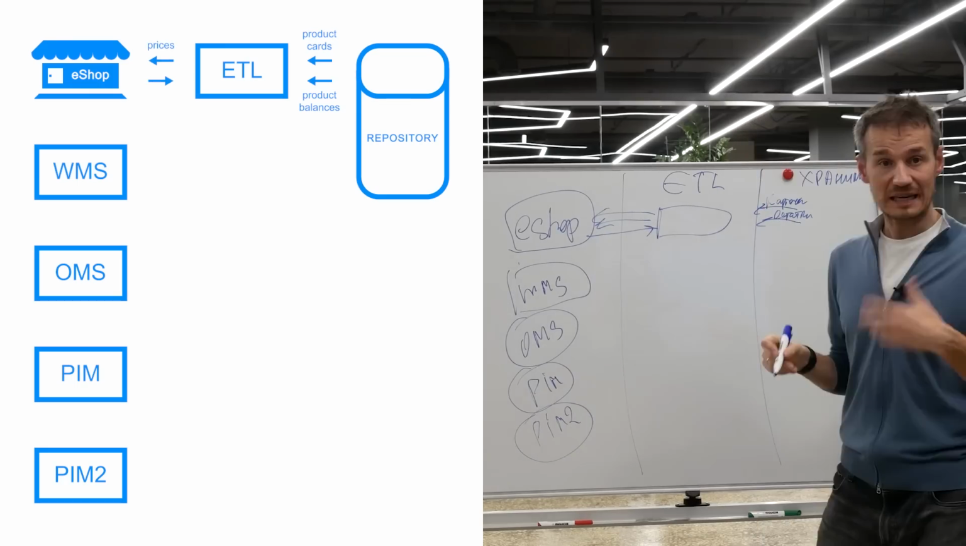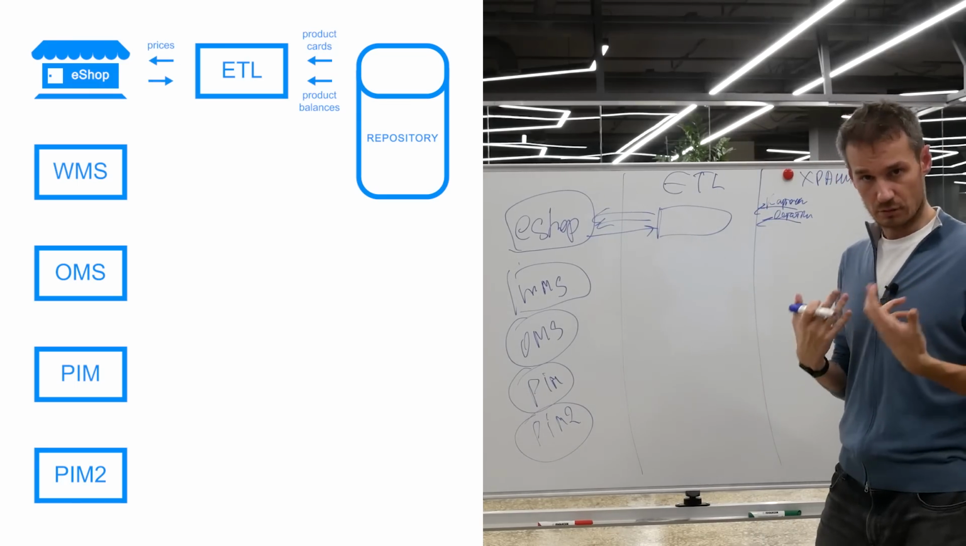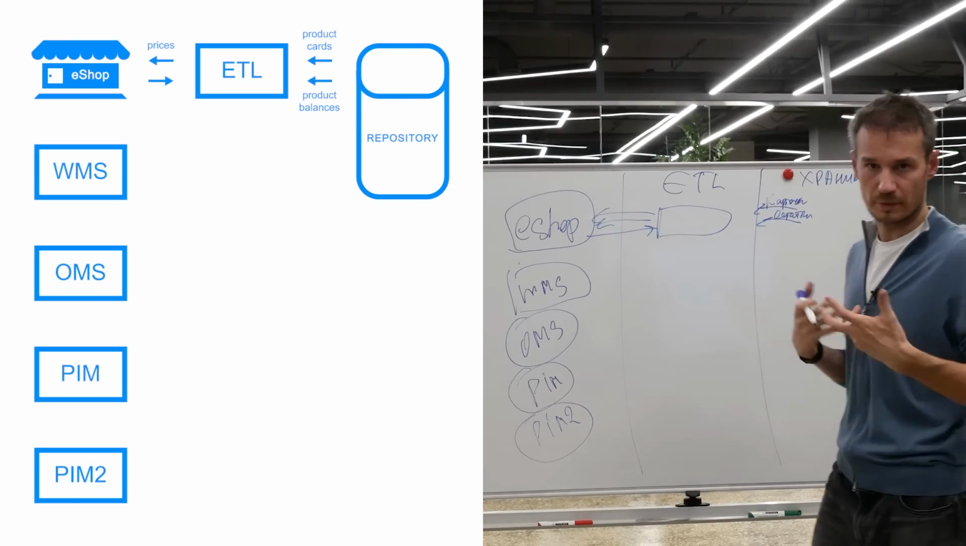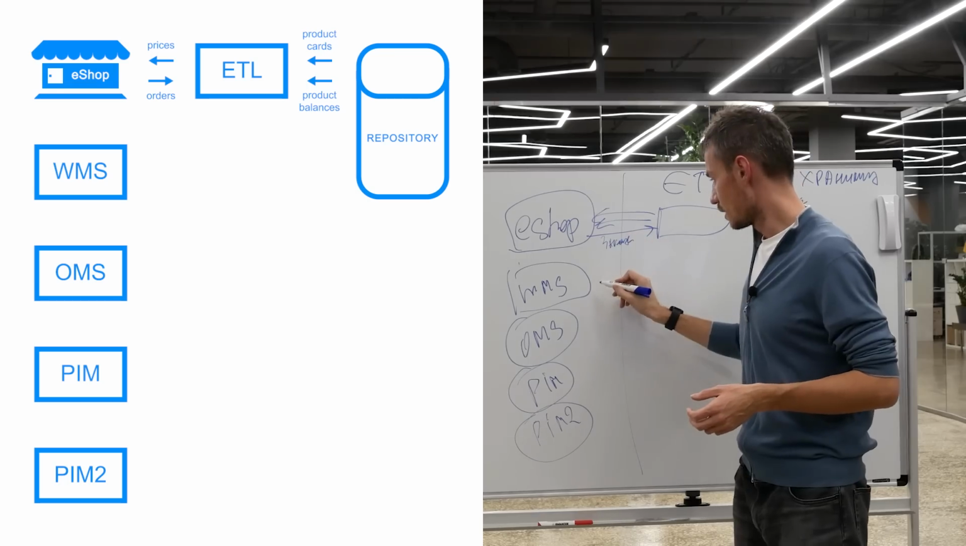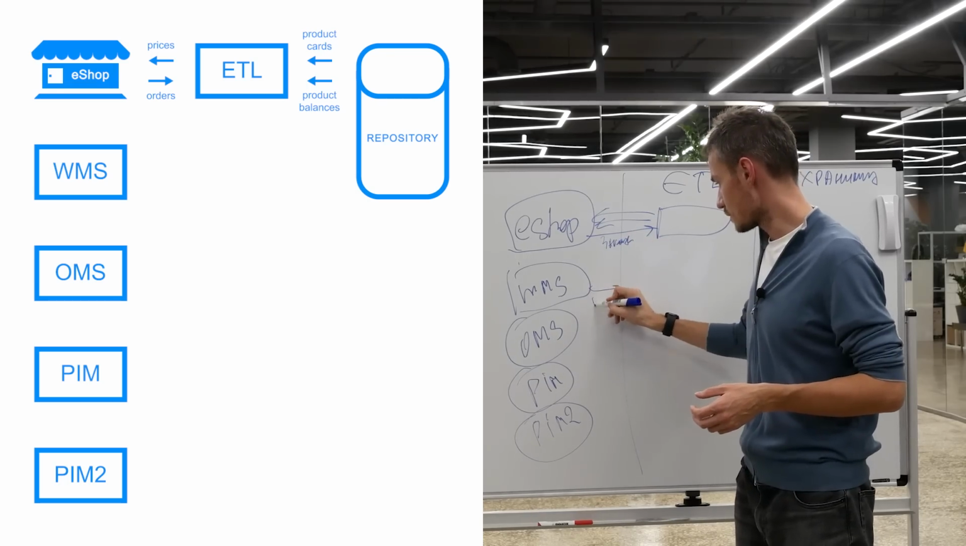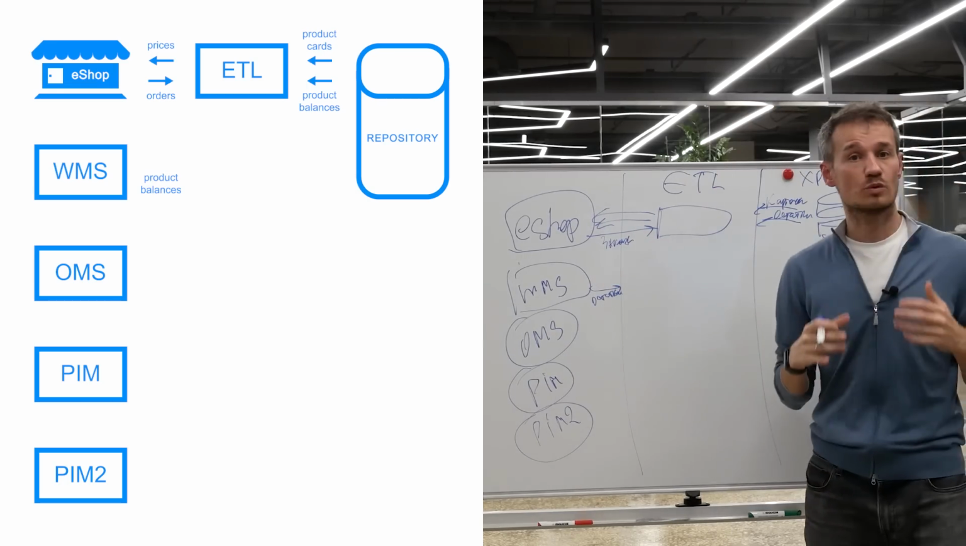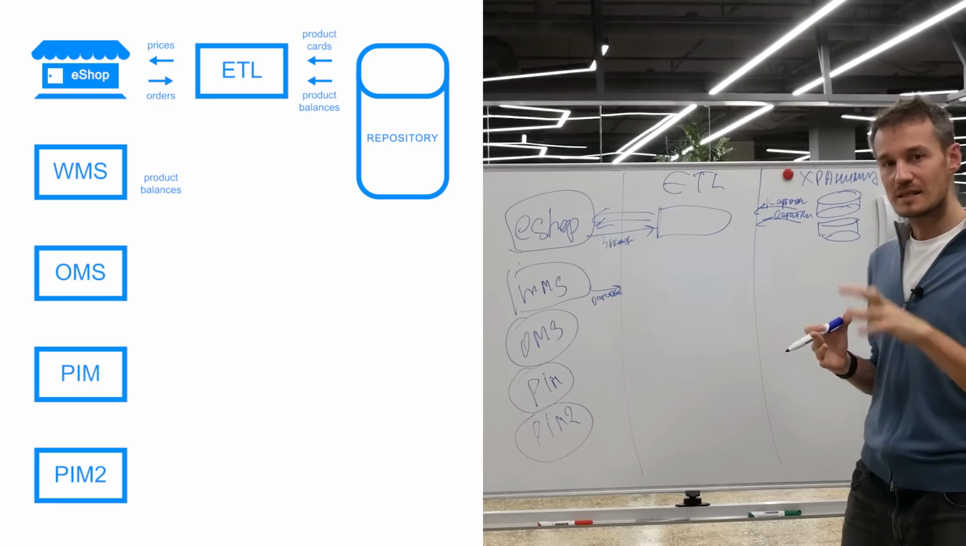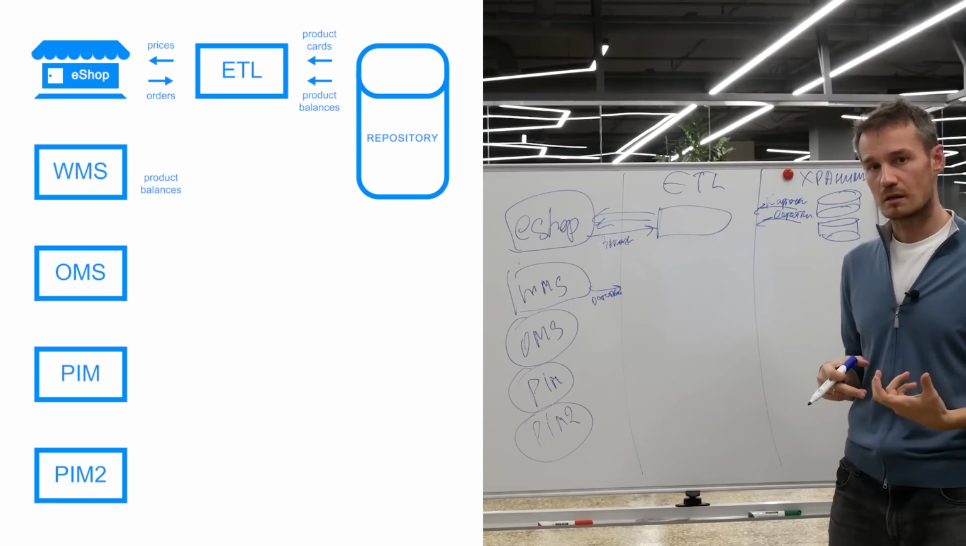Well, because what's the purpose of the eShop? The eShop exists to generate orders. Therefore, on the output, the warehouse system will generate product balances. So when we look at such a scheme, we can read the entire IT circuit of the company very quickly.